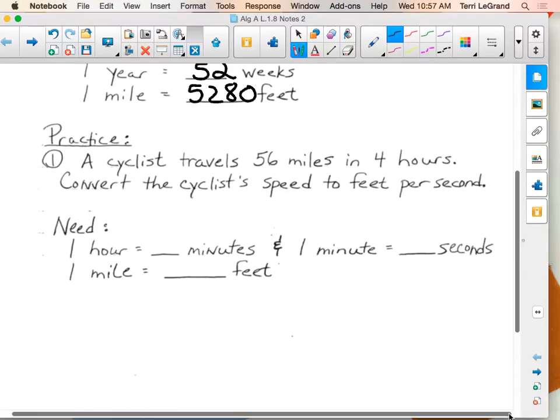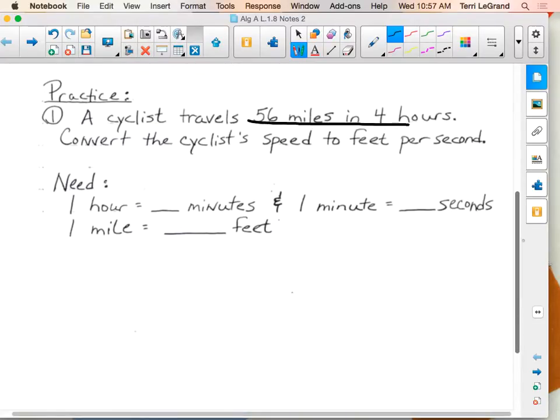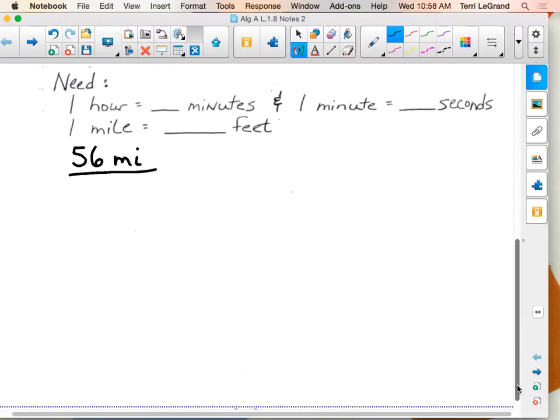In this one we have a cyclist who travels 56 miles in 4 hours. It says convert the cyclist's speed to feet per second. The first thing we're going to do is take the 56 miles in 4 hours and set up a ratio. Remember, order matters. Does it make more sense to say miles per hour or hours per mile? Miles per hour. So 56 miles goes upstairs, MI is the abbreviation for miles, and 4 hours goes downstairs, HR being the abbreviation.